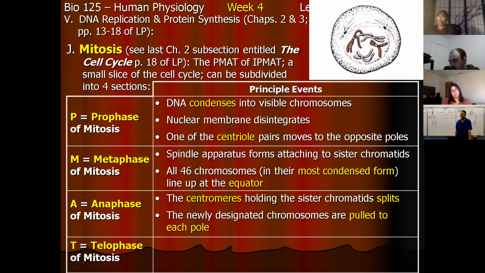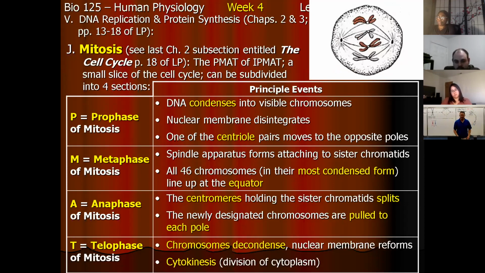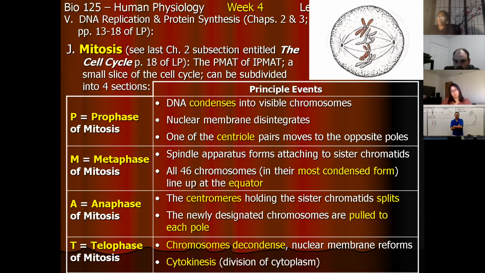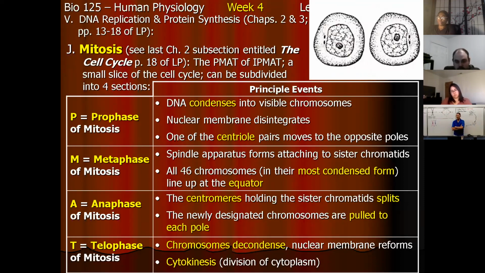At some point, it's got to double. That doubling is in anaphase. Telophase is just the opposite of prophase. The chromosomes decondense. The nuclear envelope reforms around them.